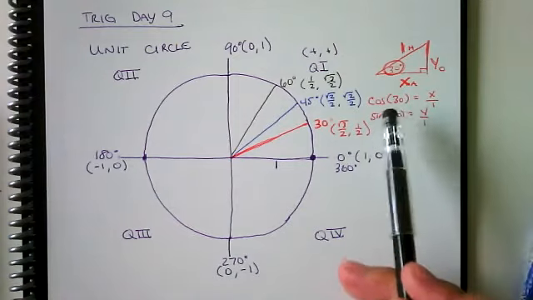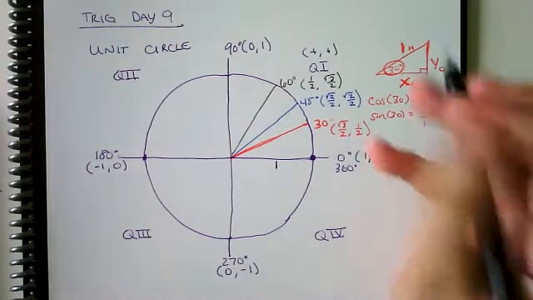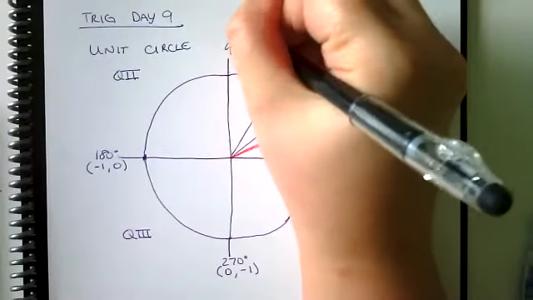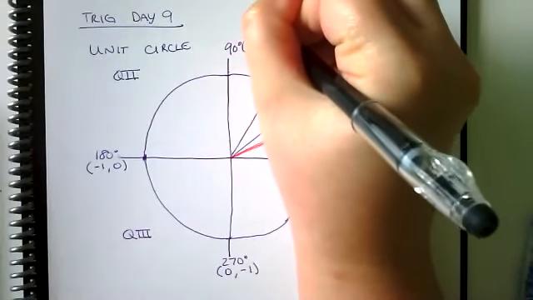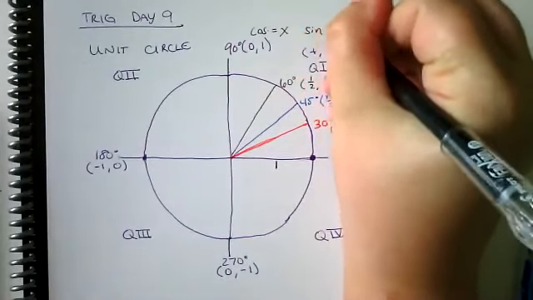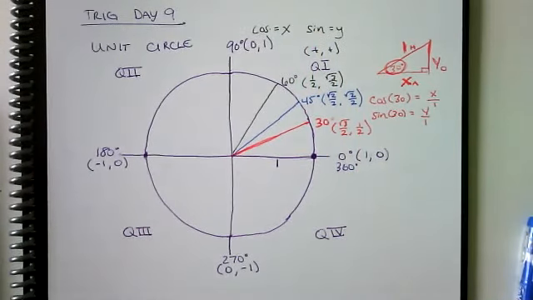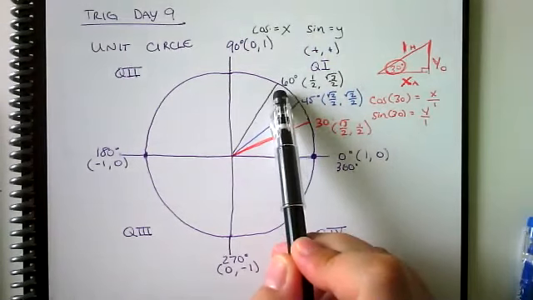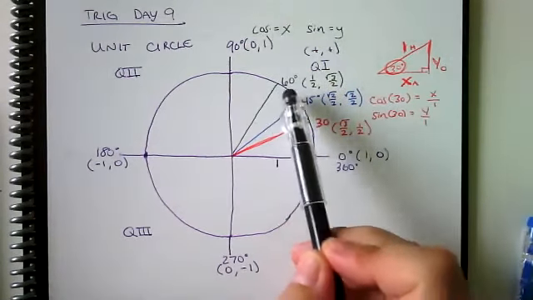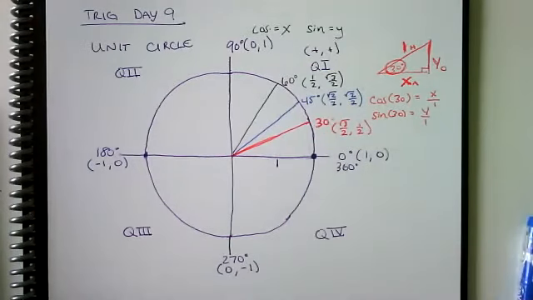So one of the big things is you have to remember cosine is your x value. So I'm going to put this up top. Cosine equals x, and then sine equals y. Okay, so if I ask you for the cosine of 60 degrees, you're going to go to 60 degrees. Cosine is my x value. My x value is 1/2. So the cosine of 60 is 1/2.